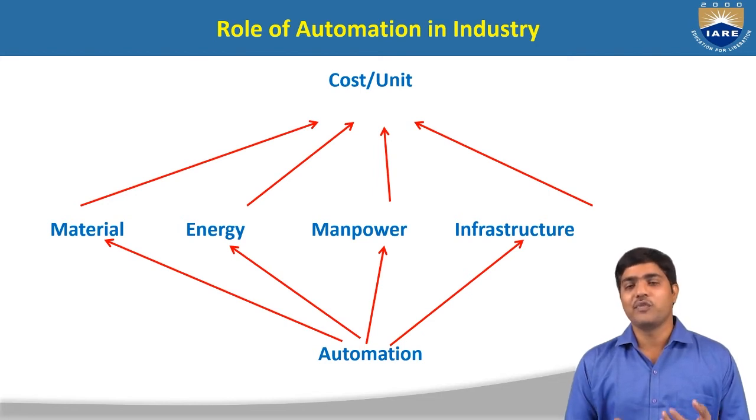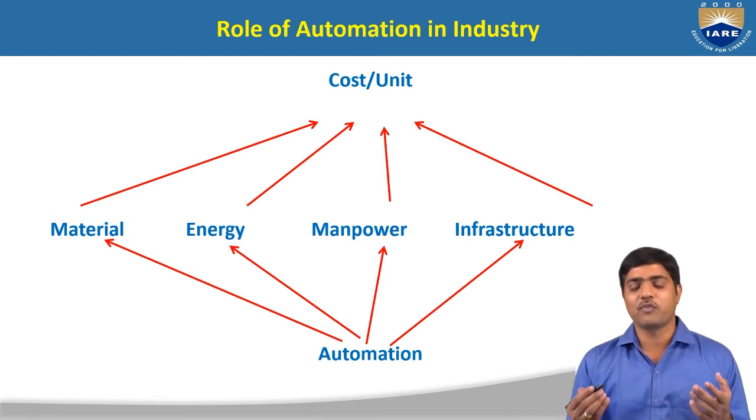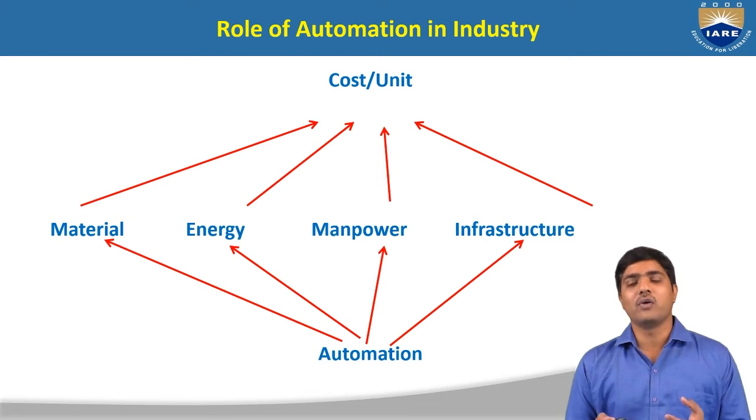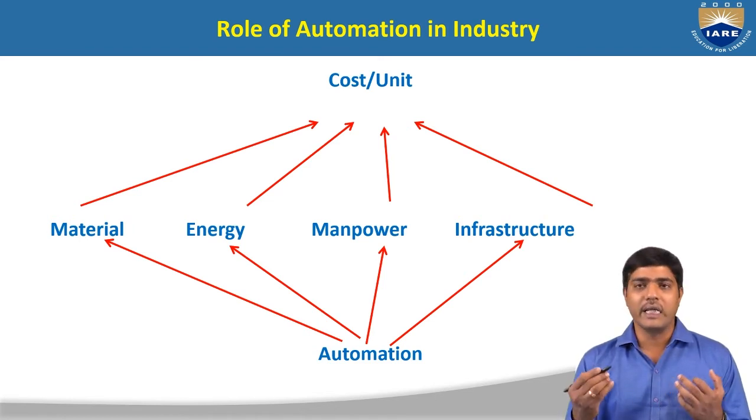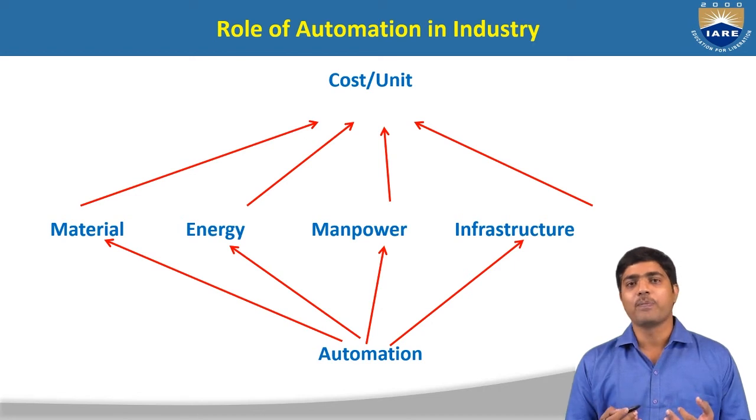Why? Because if you take any industrial process and you want to release some gases into the air, you have to make filters, or you have to establish some special machinery to reduce the carbon emission into the air. So in that case, if you optimally utilize the energy, then also you can decrease the cost per unit. And another one, manpower.